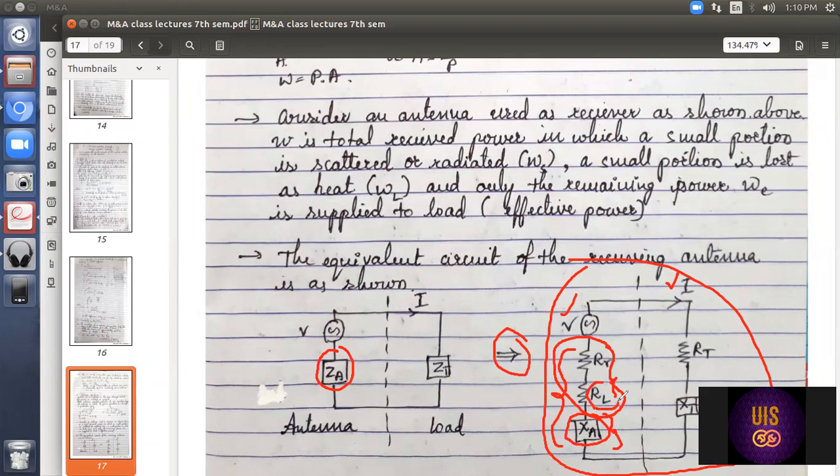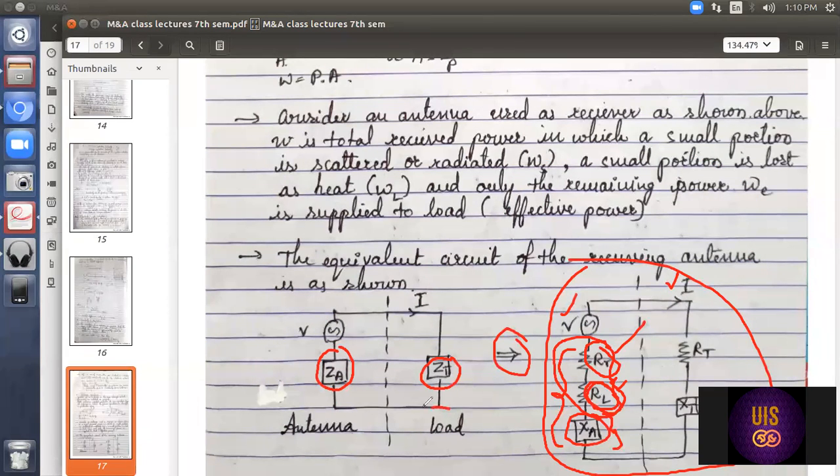One is RL, because at the antenna part, when the power gets received, in the meanwhile, there will be certain losses. So this indicates a loss resistance. And RR is the radiation resistance. For an antenna, RR is the radiation resistance. So RR and RL.